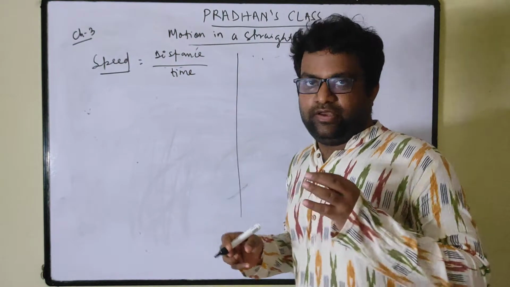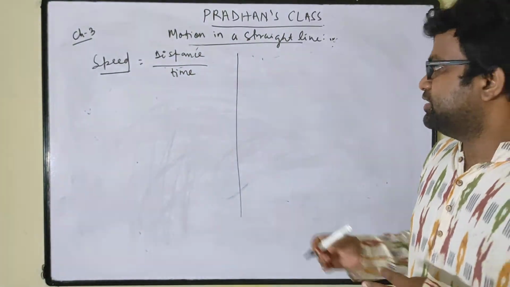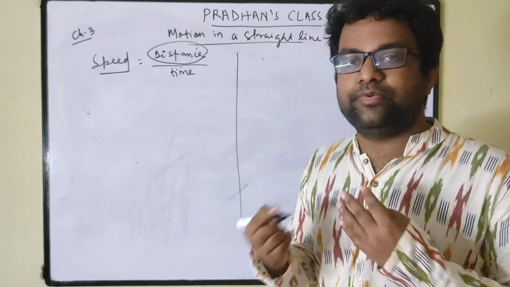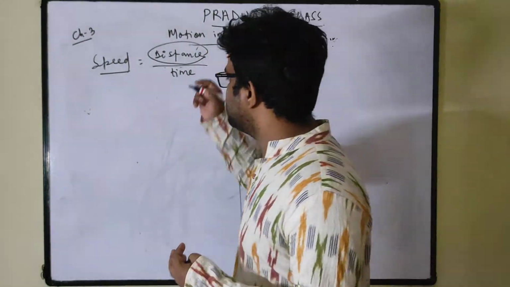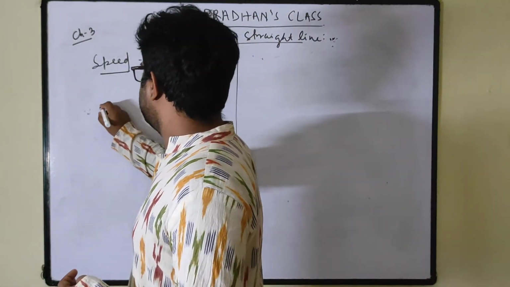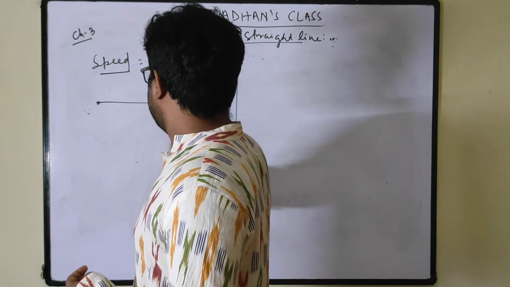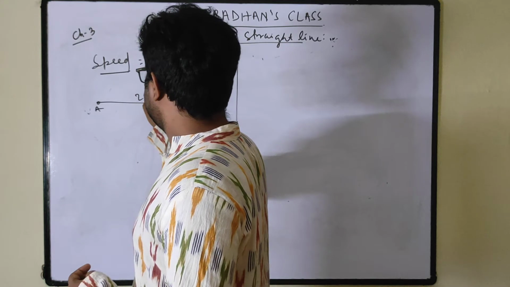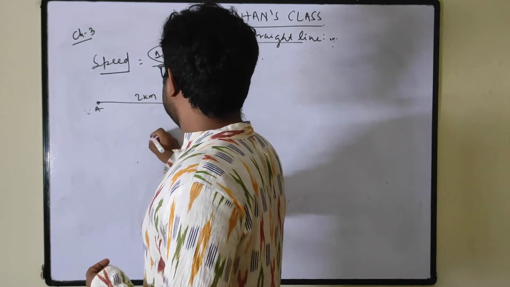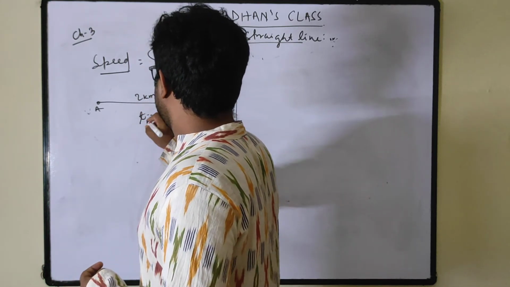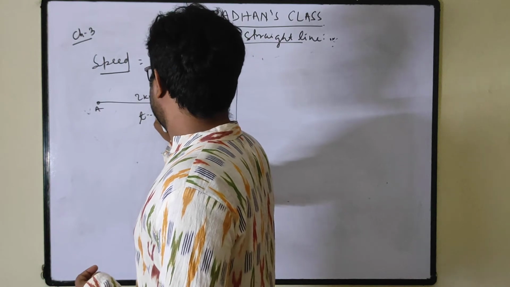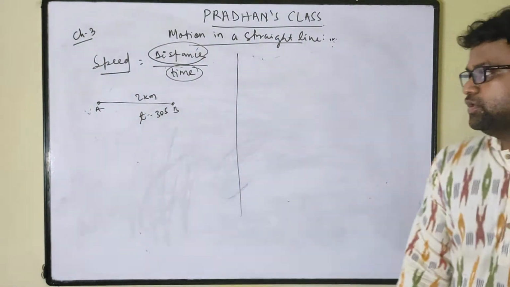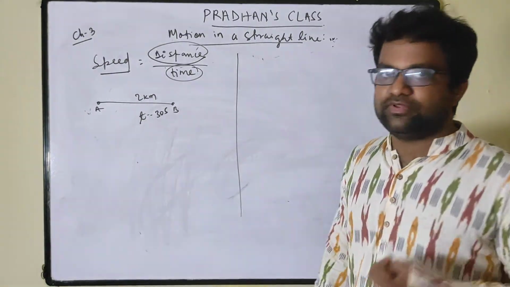Now the important thing is that everything should be in SI unit, or you have to convert it in meter. Generally the distance are given. Suppose the object travels from A to B 2 km. Now time is given in second. Let's say 2 km it covers in 30 seconds. Right? So what will be the speed of the vehicle?